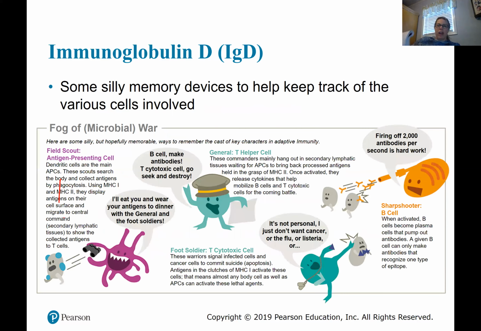Okay, if you like memory devices, this might be a good way for you guys to remember some of the different agents that are involved with adaptive immunity. So if you're interested, this one's kind of silly, you can read through that, and that might help you as you study and try to remember what some of these cells do.